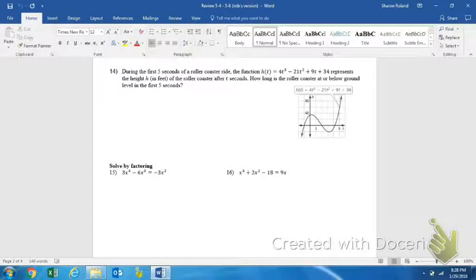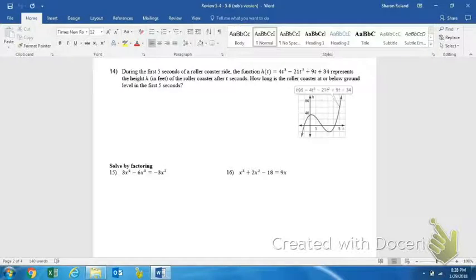During the first 5 seconds of a roller coaster ride, the function h of t equals 4t cubed minus 21t squared plus 9t plus 34 represents the height, h, in feet of the roller coaster after t seconds. How long is the roller coaster at or below ground level in the first 5 seconds?